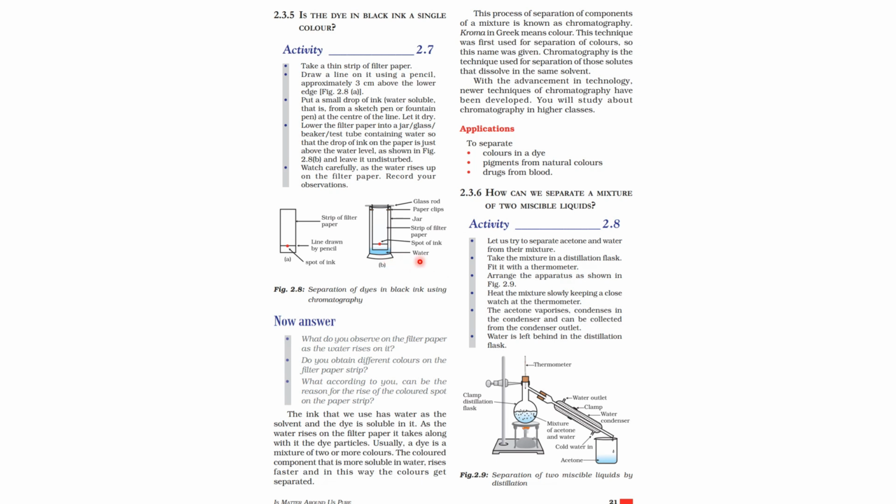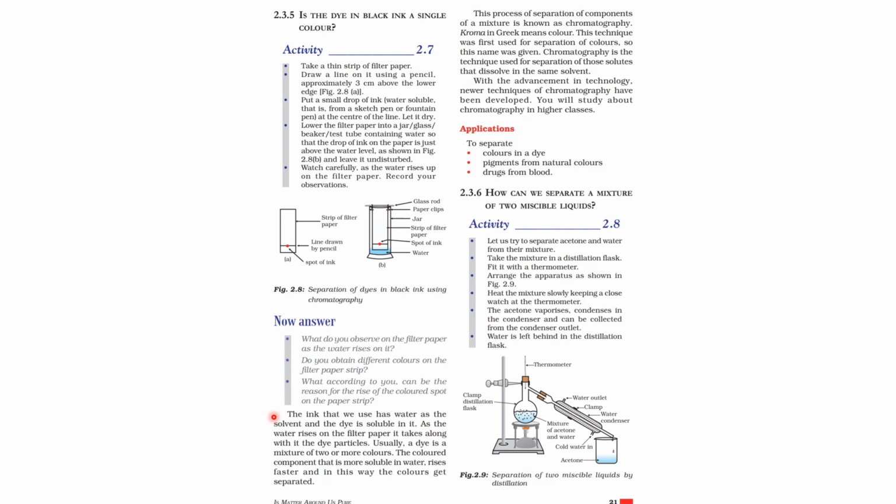Watch carefully as the water rises up the filter paper. Record your observations. This is the separation of the dyes in black ink using chromatography. What do you observe on the filter paper when the water rises on it? Do you obtain different colors on the filter paper strip? What, according to you, can be the reason for the rise of the colored spots on the filter paper?